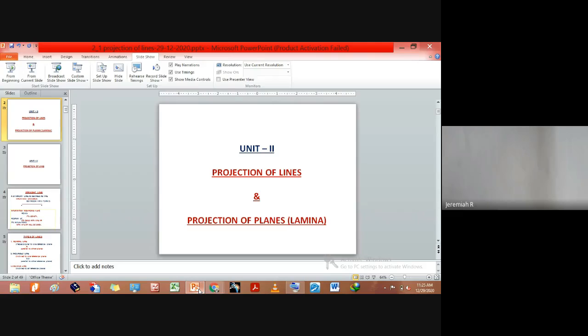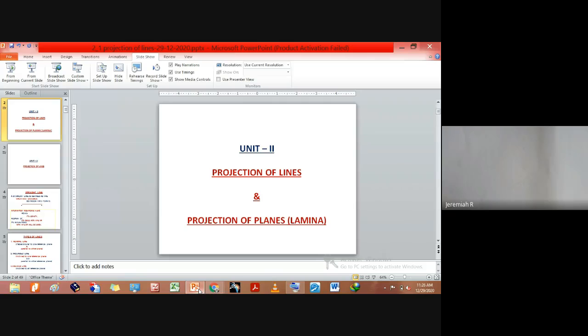Okay, take the second unit. 12A is projection of line. We are going to keep the line in the first quadrant and draw the front view and top view. 12B is projection of lamina. We are going to keep the lamina, either a circle, a rectangle, a pentagon or a hexagon, in the first quadrant, and draw the front view and top view.